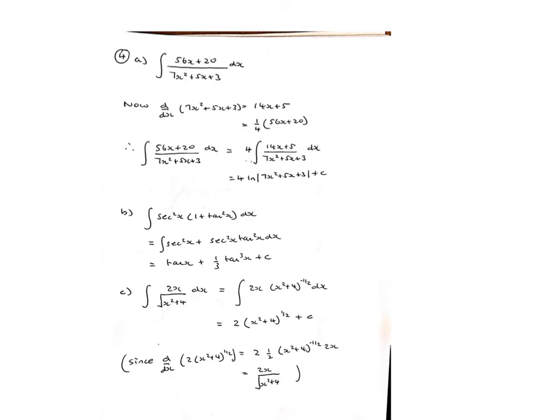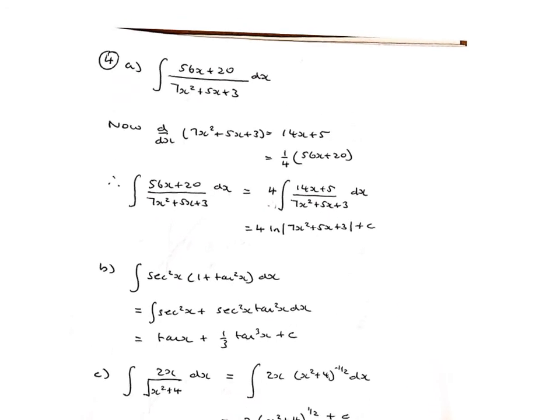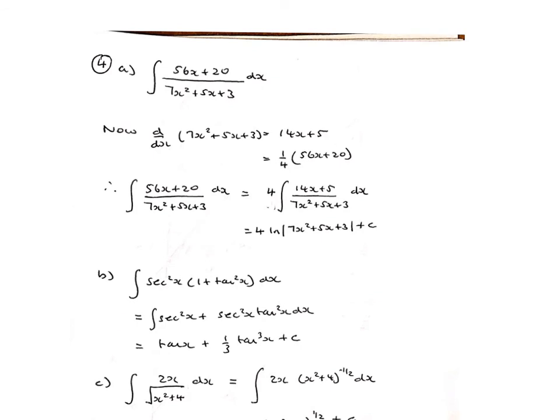So here's question 4. Let's make that a bit bigger. In part A, the bottom very nearly differentiates the top. There's just a factor of 4. So if we take that 4 out there, 4 times (14x plus 5) is 56x plus 20. So now the bottom differentiates the top. So therefore it's natural log of the bottom part.